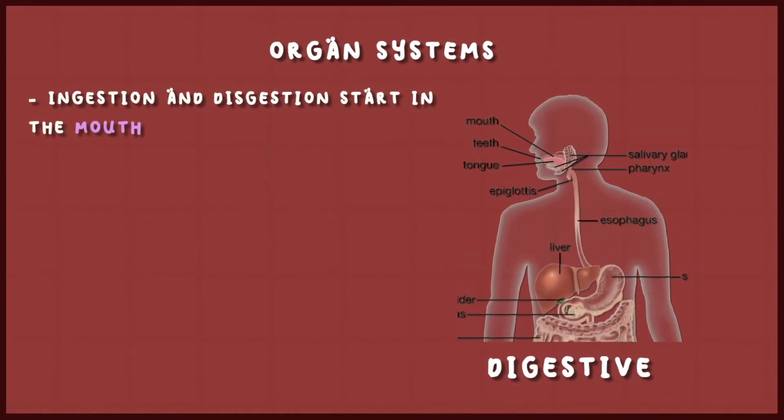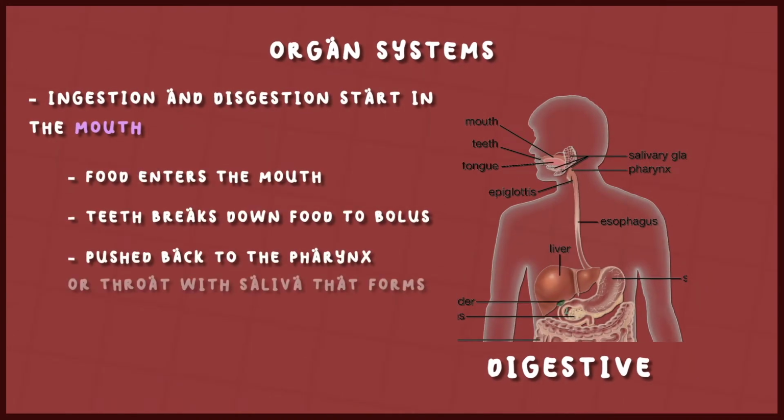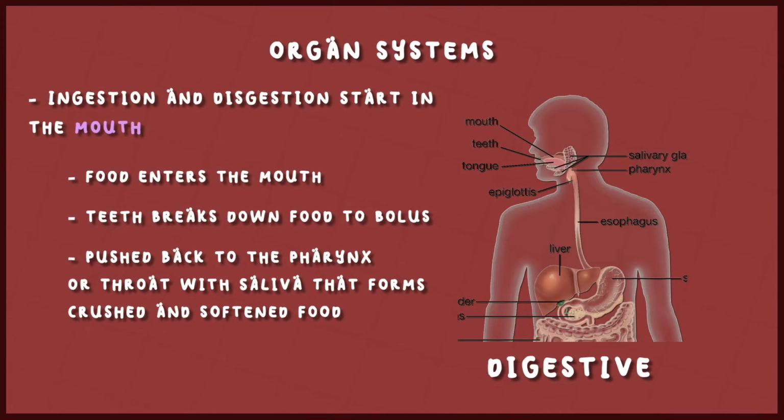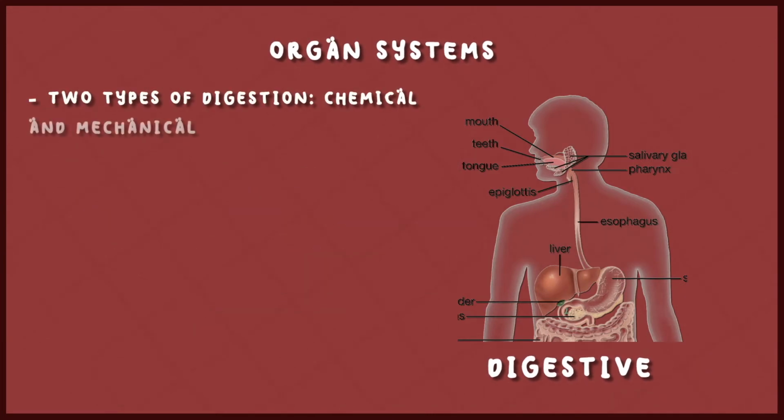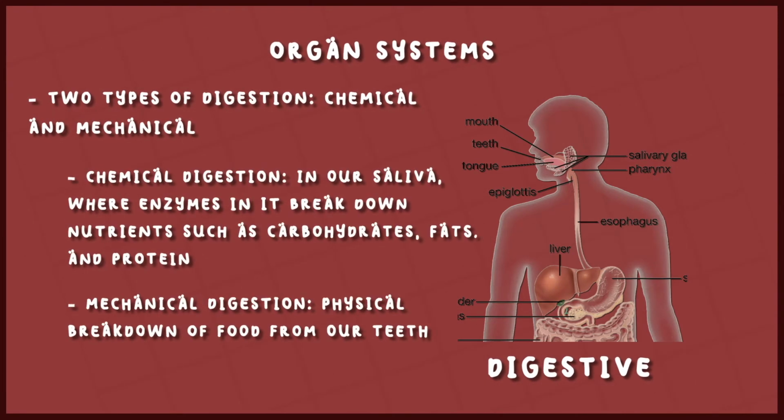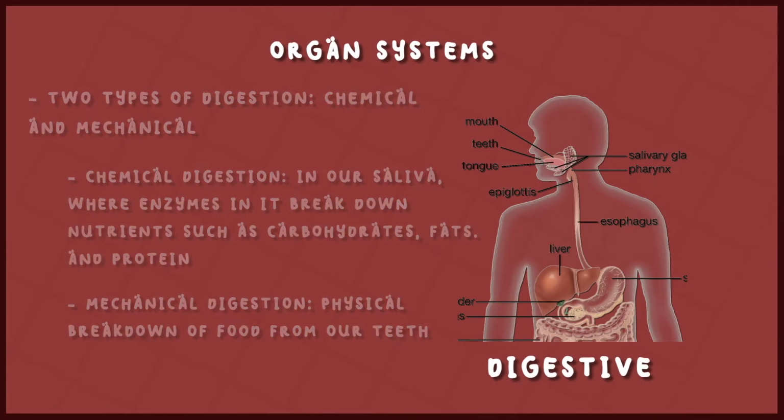Ingestion and digestion start at the mouth, where teeth break down the entered food and it is pushed back to the pharynx, or the throat, with the help of saliva that forms a ball of the crushed and softened food. In the mouth, there are 2 types of digestion occurring: chemical and mechanical. Chemical digestion is from our saliva, which includes enzymes that allow us to break down nutrients such as carbohydrates, fats, and proteins. Mechanical digestion is the physical breakdown of our nutrients, which is what our teeth are for.